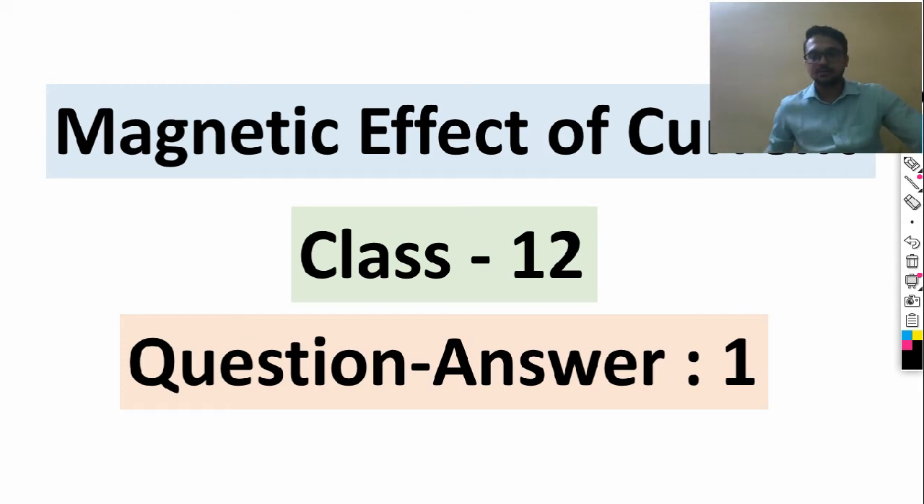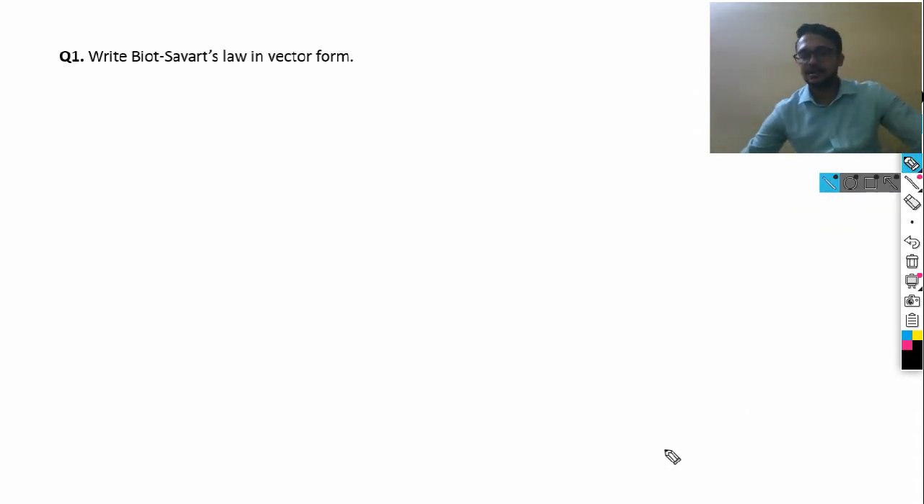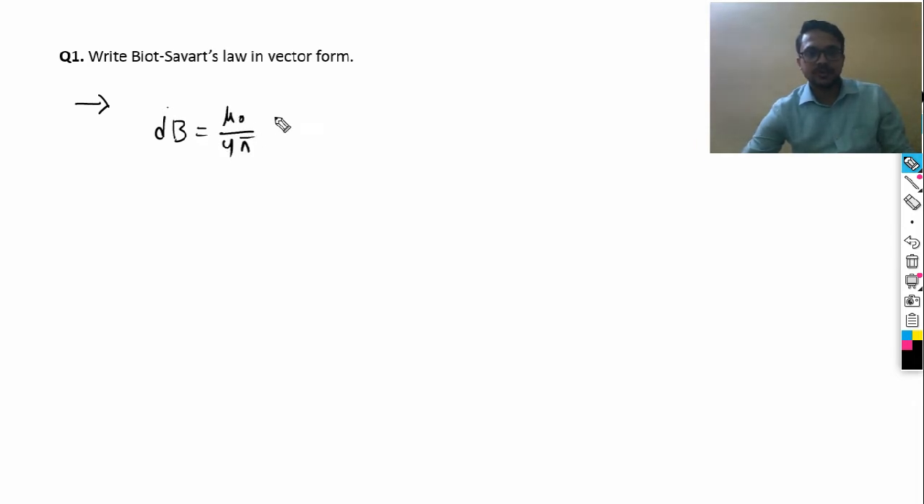So here look at a few questions. Our first question is: write Biot-Savart law in vector form. So how to write? Here you can write the magnetic field in elemental form, or you can write it for the whole wire. First I am writing for the elemental form. dB equal to mu 0 by 4 pi, IDL vector cross R by R cube.